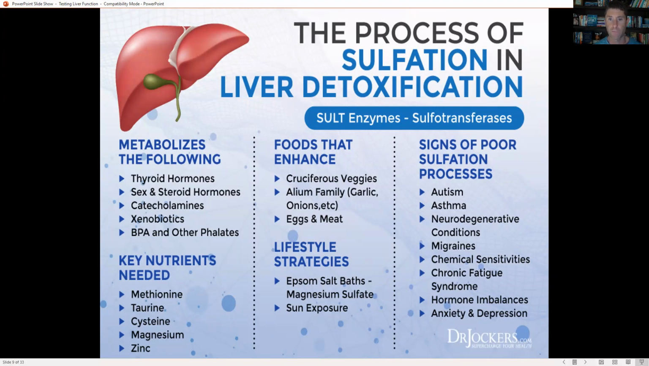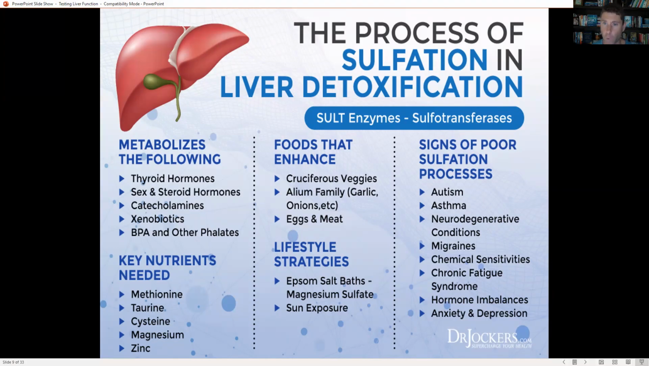And then the best foods that enhance that are your cruciferous veggies, your allium family, garlic, onions. These are sulfur-rich foods. So cruciferous veggies, that's broccoli, cauliflower, Brussels sprouts, bok choy, different things like that, collard greens, kale, all in that cruciferous family, allium family, garlic, onions, leeks, chives, right? So those all have these sulfur compounds. Radishes are a cruciferous veggie that really helps with this process as well. And then you've got eggs and meat, right, that are also rich in sulfur compounds.